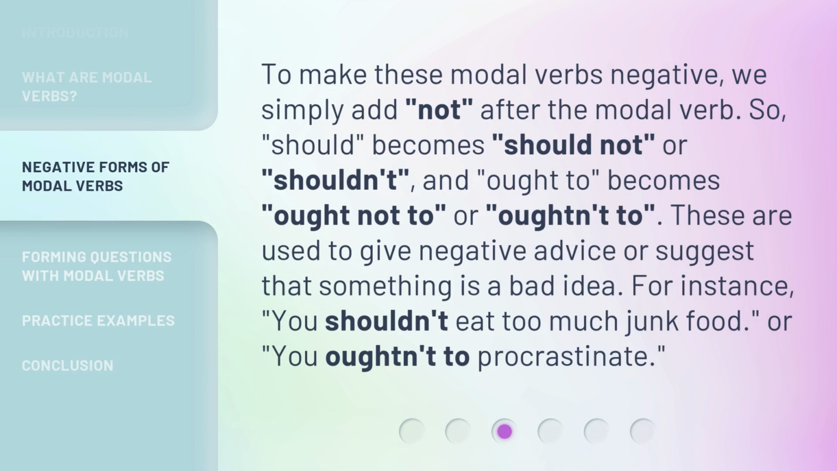To make these modal verbs negative, we simply add not after the modal verb. So, should becomes should not or shouldn't, and ought to becomes ought not to or oughtn't to. These are used to give negative advice or suggest that something is a bad idea. For instance, you shouldn't eat too much junk food, or you oughtn't to procrastinate.